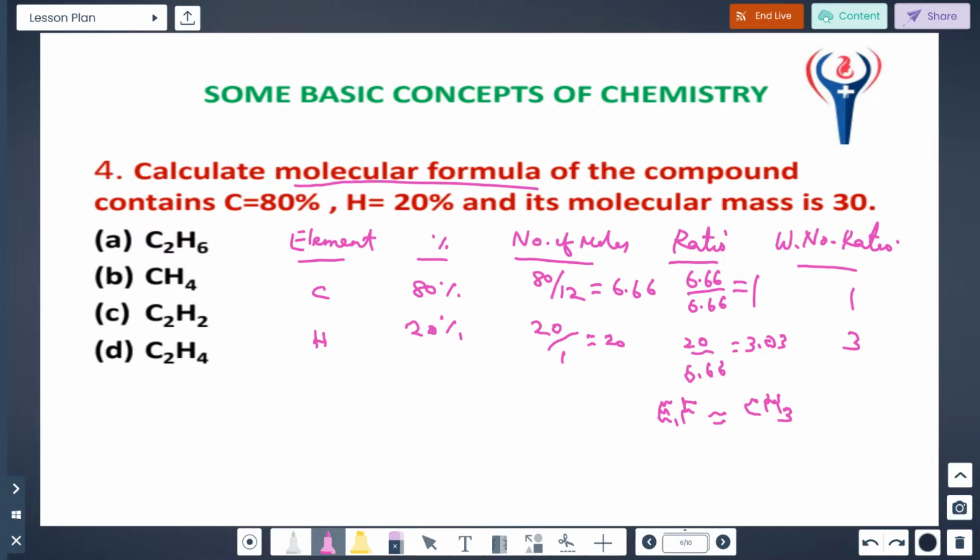But our aim is to find the molecular formula. So what's the formula for molecular formula? We have to find it out, and there is one formula for that. What's the formula? I write it here. You just listen.